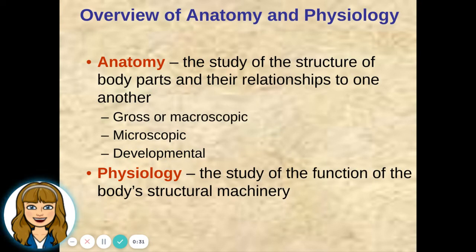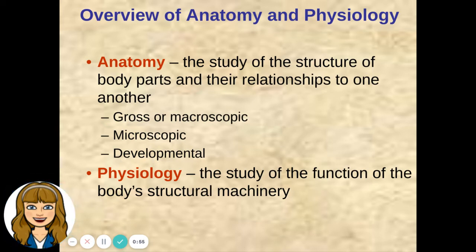So when we're talking about anatomy and physiology, anatomy is actually the study of the structures, so the actual parts and how they relate to each other. So you can have what's called gross or macroscopic, which is the big things, the things that you can easily see. So like if we open up a body, you can see the liver, you can see the stomach, you can see the ribs, that sort of thing.